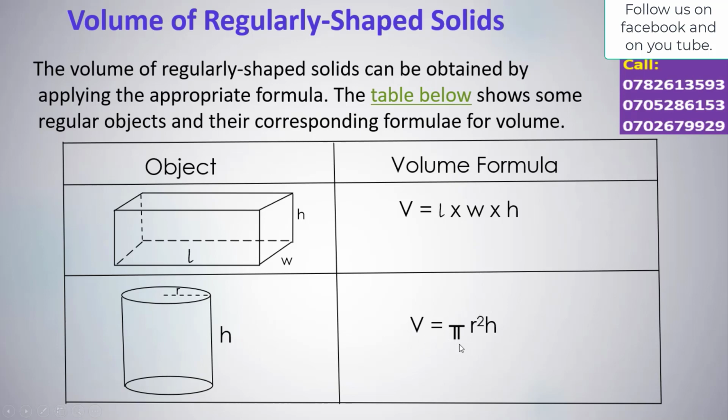Now the pi r squared here, you know this formula of pi r squared is the area of the circle. Now this is the area of this circular surface here. So we multiply this area by the height. So pi r squared times height, and we get the volume of the cylinder.